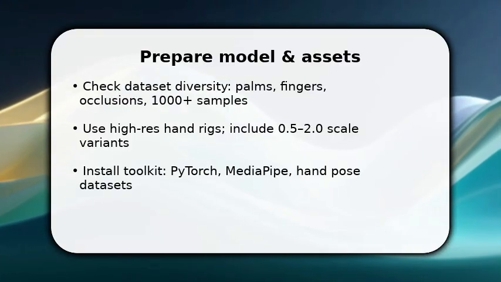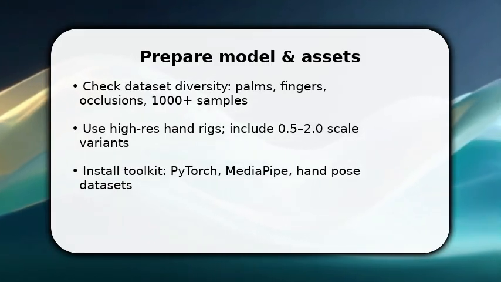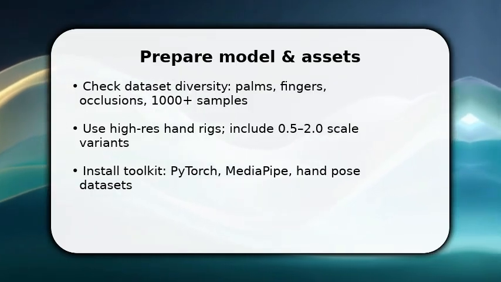You start by aligning the model, data, and tools so you can act immediately. Verify your dataset covers varied poses, lighting, and occlusions. That prevents biased finger shapes.